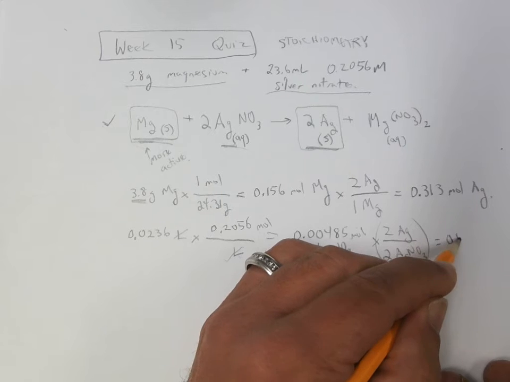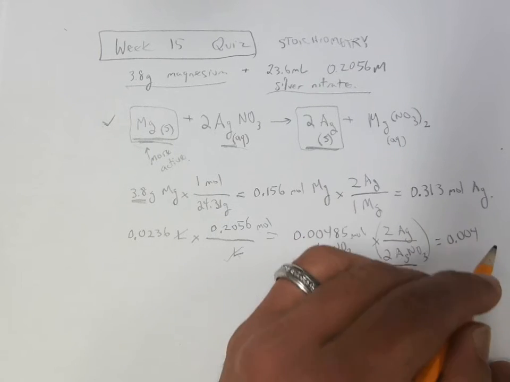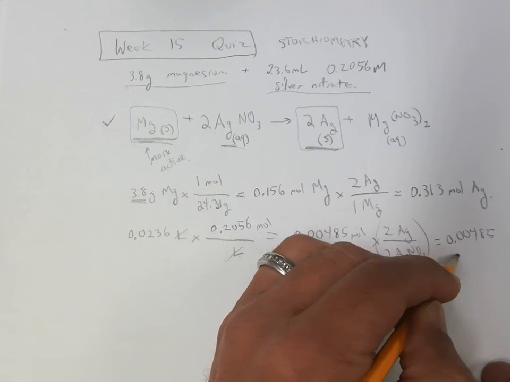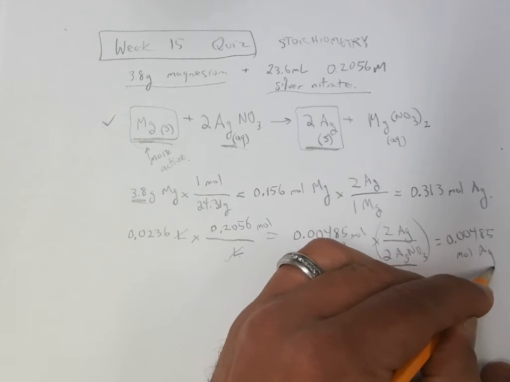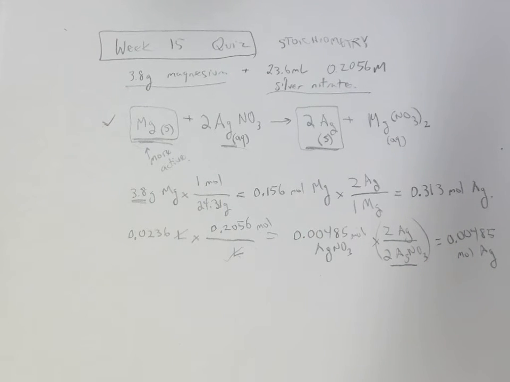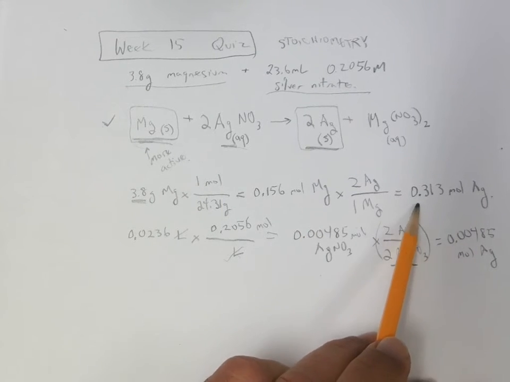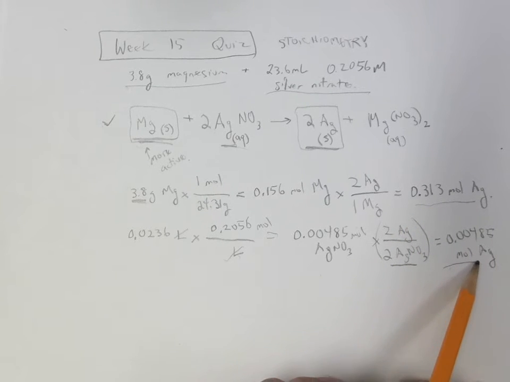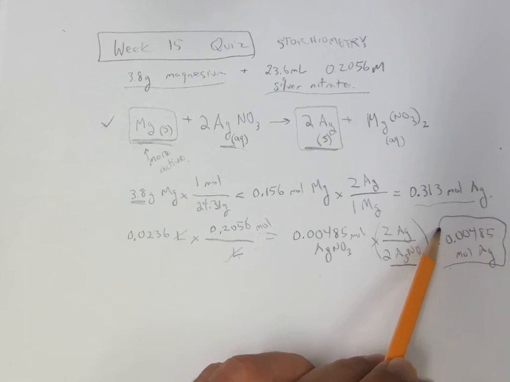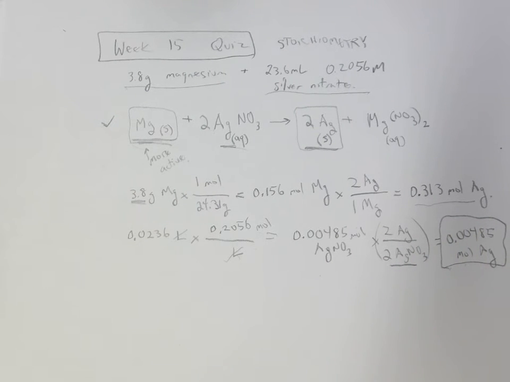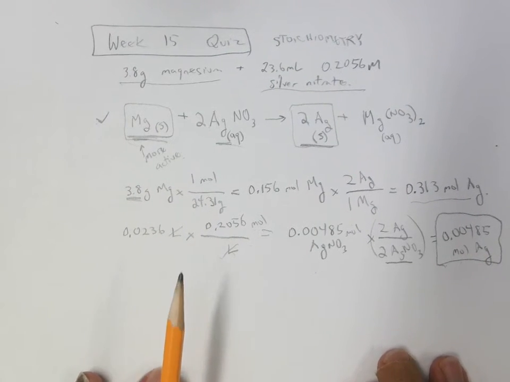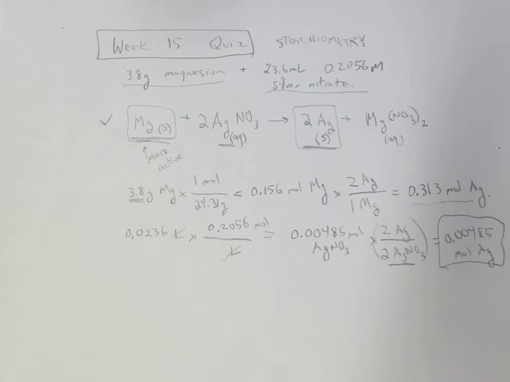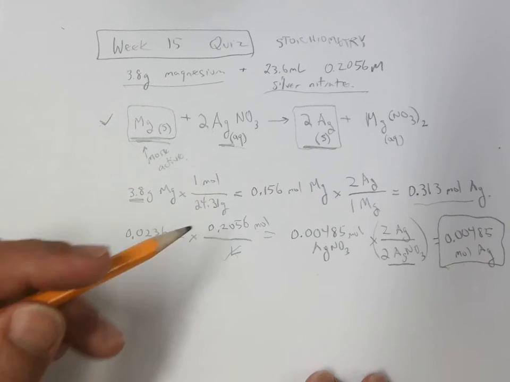I know I can make 0.00485 moles of silver if I use all the silver nitrate. So it looks like we have enough magnesium to make 0.3 moles of silver, but only enough silver nitrate to make 0.00485 moles of silver. So that's how much we make. So in terms of moles, we have answered the question of how much silver can we make.